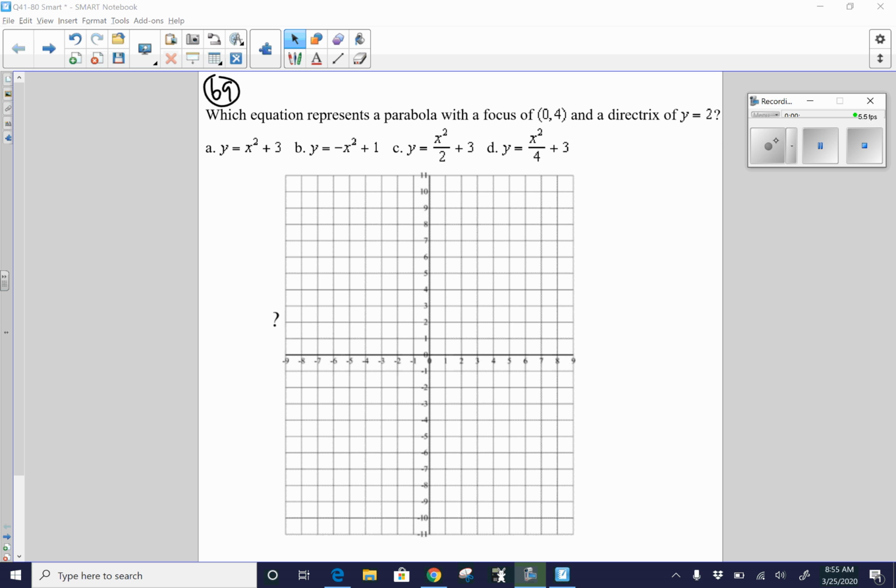Hi. So I'm doing a video on focus and directrix. I know we did this at the live session, but for those who could not join us, here is a quick refresher. This is question 69.